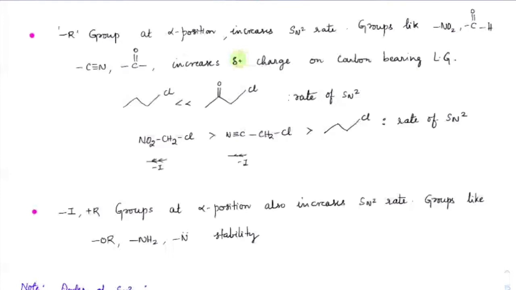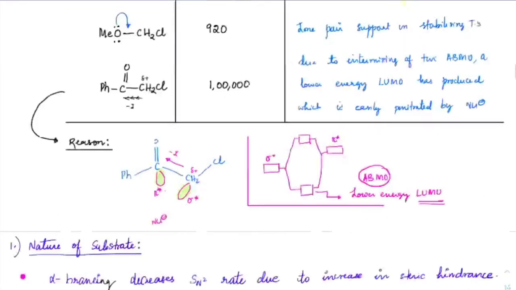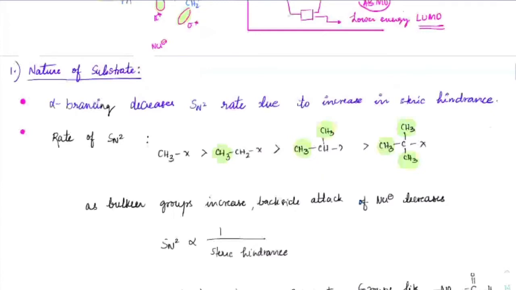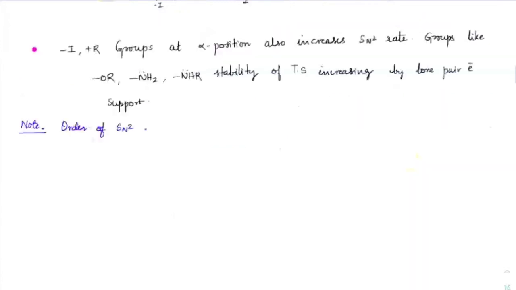the stability of the transition state increases. They increase the stability of the transition state by lone pair electron support. That is also something which we have seen in the graph here. You can check it out. So in case there is any lone pair, it will support the transition state here, thereby increasing the stability. So I request all of you to note that.